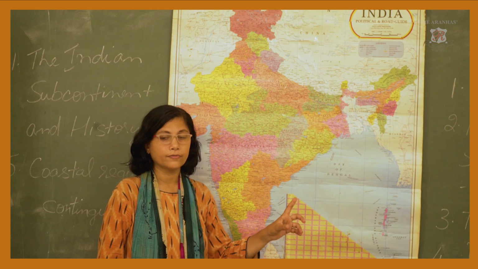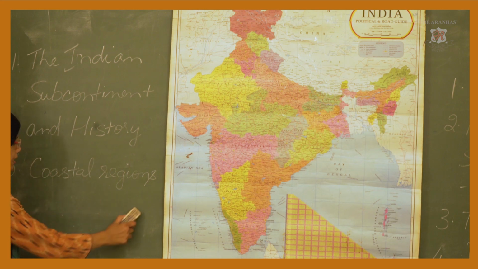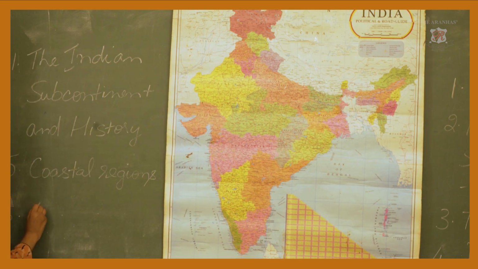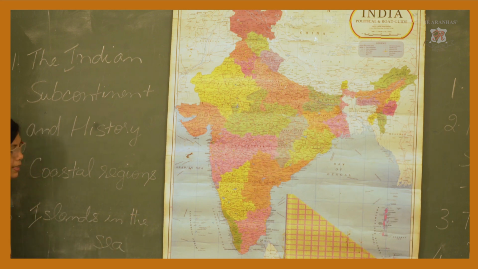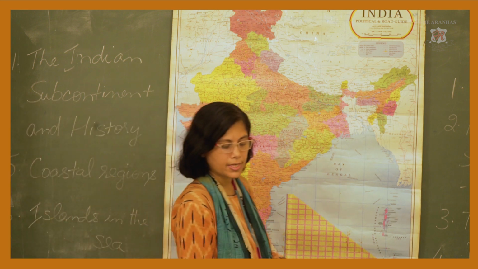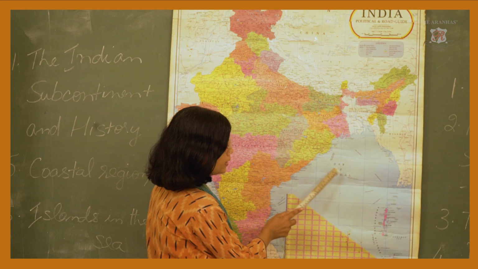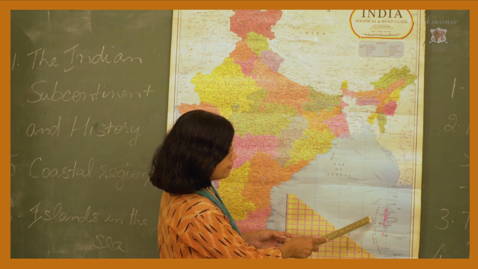So now we are going to talk of the islands. They are outside India, but they also belong to the region. These are called islands in the sea. So this also belongs to part of the Indian map. So let us see what those islands are. Do you see these tiny islands here to the east side? They are called the Andaman and Nicobar Islands, the very tiny ones.